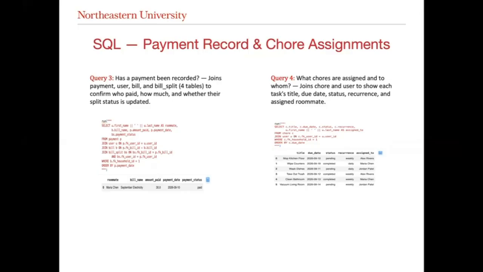And on the right side, which is query 4, is simpler but very practical because it joins chore and user to show every task in the household, sorted by due date, with the assigned roommate, status, and recurrence type. So you can see a mix of completed and pending chores spread across all three roommates.